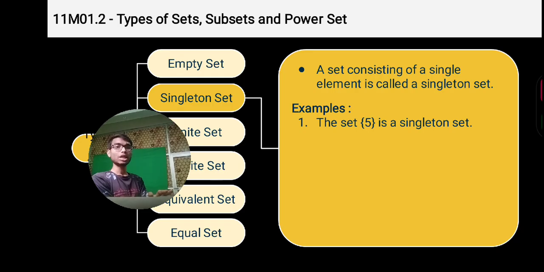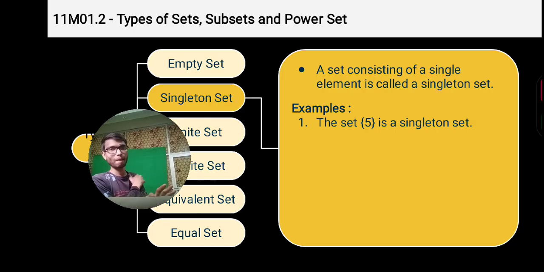With an example, let's try to understand it. This set {5} is a singleton set. It is saying that in the set there is one element, which is 5. Only one element. Then this set will be a singleton set.